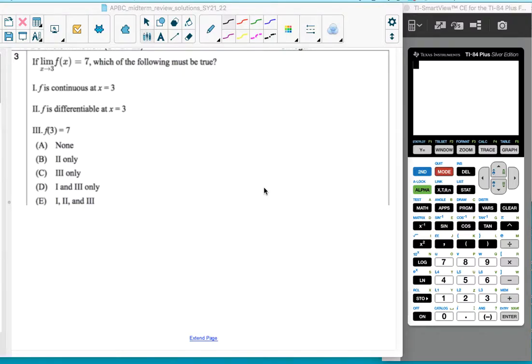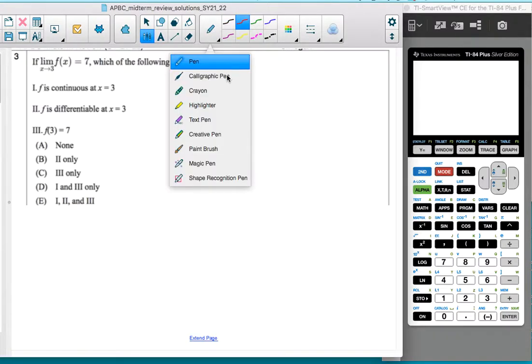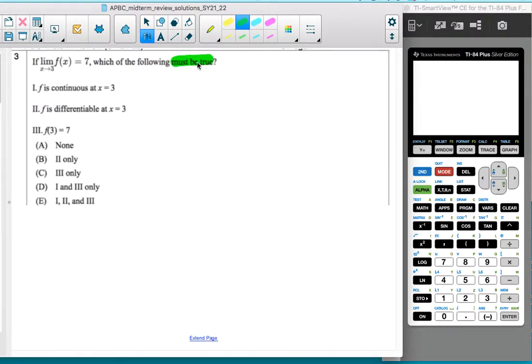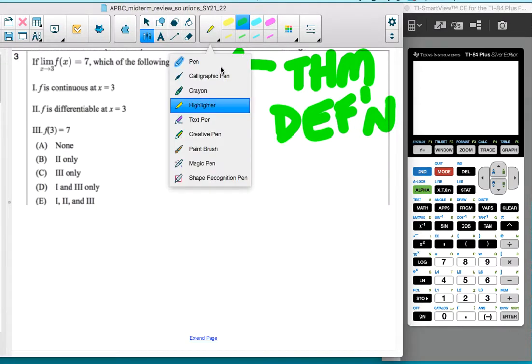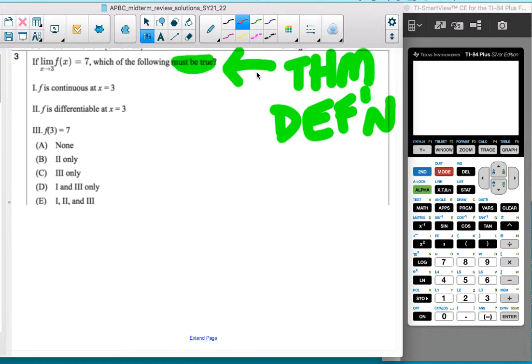So if the limit as x approaches 3 equals 7, which of the following must be true? Okay, so this phrase "must be true," just to throw this up on your radar, almost always means that you're talking about a theorem or a definition almost every single time. So for theorems, we're talking like MVT, IVT, etc. For definitions, we could be talking about what the definition of continuous means and the definition of differentiable.